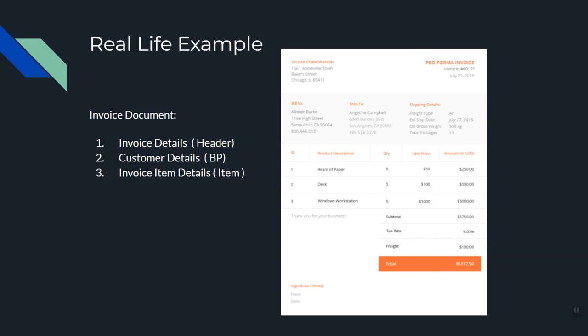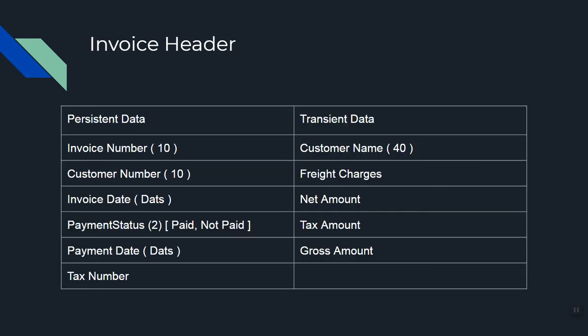To simplify our example, just for the sake of simplicity, we are going to have the header node and item node. All the information we'll put into the header node, and whatever the item level information we'll put into the item node. So when we develop our business object, we will be developing two different nodes. One is going to be invoice header and the other is going to be invoice document.